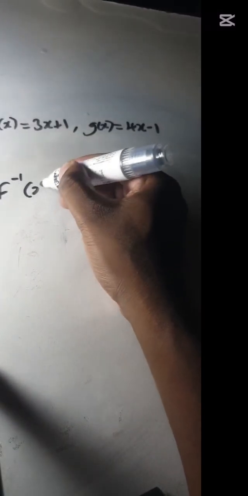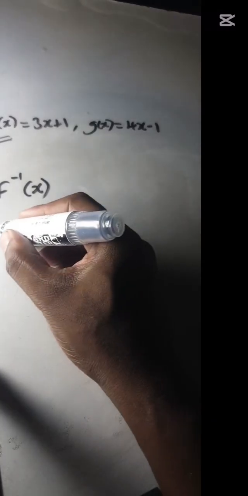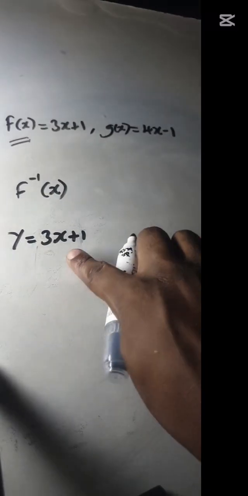Now let's do this. When you're finding the inverse of a function, in this case, we are finding the inverse of f of x, so what we do, where there is f of x from the original function, we introduce a y. We introduce a y. So that now we have y is equal to 3x plus 1. The moment we make it like this, we now need to make x to stand alone. We make x to be the subject of the formula.